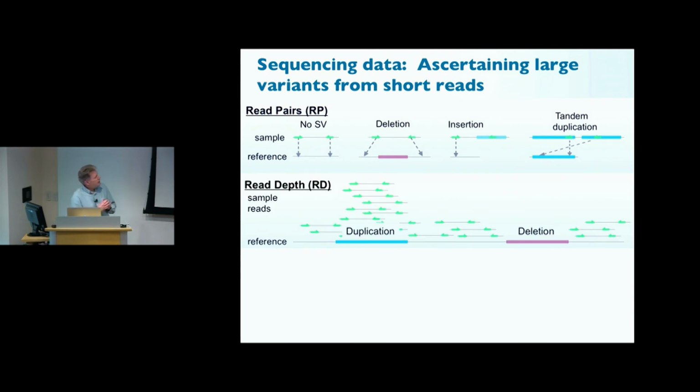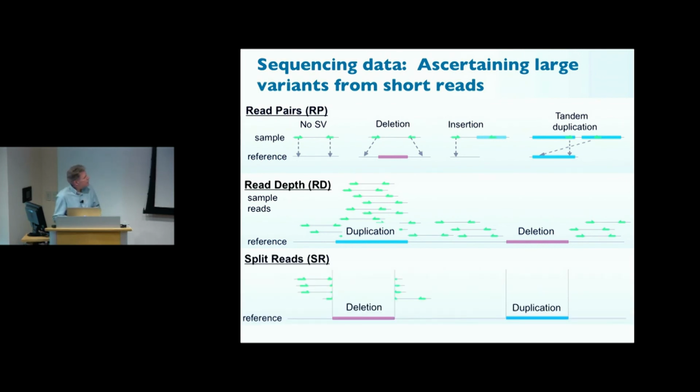Another thing you can do with short-read sequencing data is look at the abundance of the reads. In the same way you look at the intensity signal from a SNP array or from array CGH, you can look at how many reads you get in a certain portion of the genome. If there's more DNA, you're going to sample it more times, you're going to get more reads, and so you can detect deletions and duplications that way.